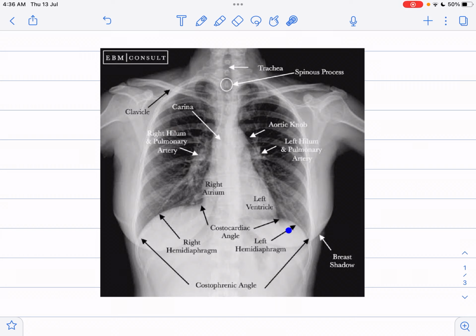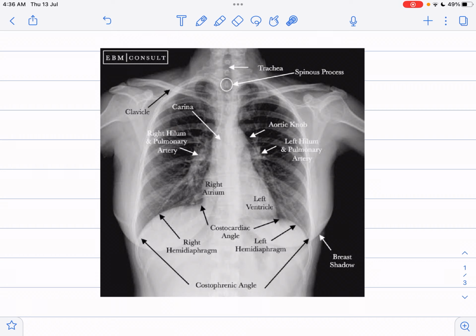The right hemidiaphragm is a little higher than the left hemidiaphragm. This is because of the liver present just beneath this diaphragm, and here is going to be a gastric bubble, which is of the stomach. The stomach is on the left side, so you are normally going to see a bubble over here. This is going to be the costodiaphragmatic recess.